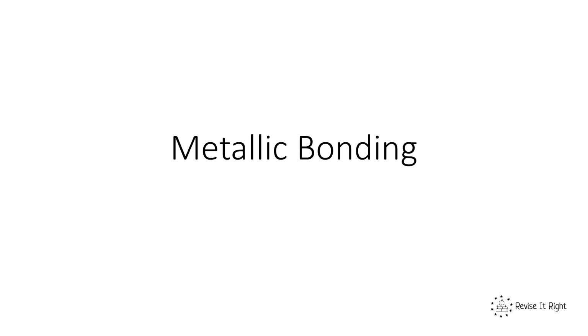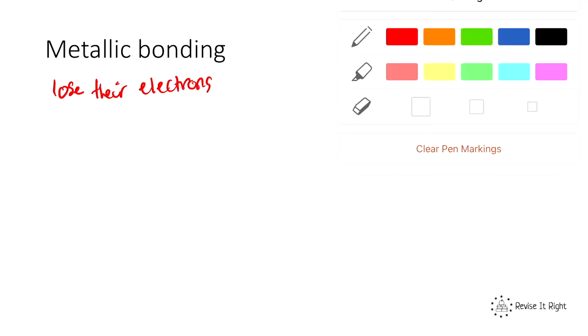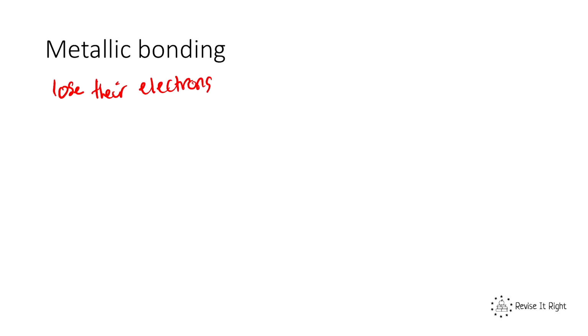This video is about metallic bonding. Now, metals want to lose their electrons to form full outer shells. Remember, really, atoms want to gain a full outer shell. The electrons in the outer shell become delocalized.